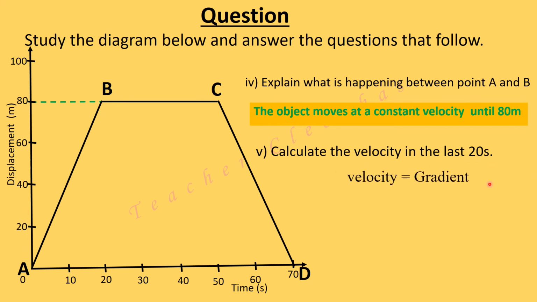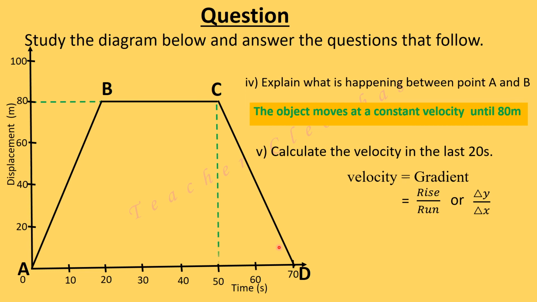Velocity is given by the gradient, and gradient is given by the rise over the run, or change in y-axis over the change in x-axis. So how do we get the rise and how do we get the run? The rise is given by taking the difference between point C and D in terms of displacement.